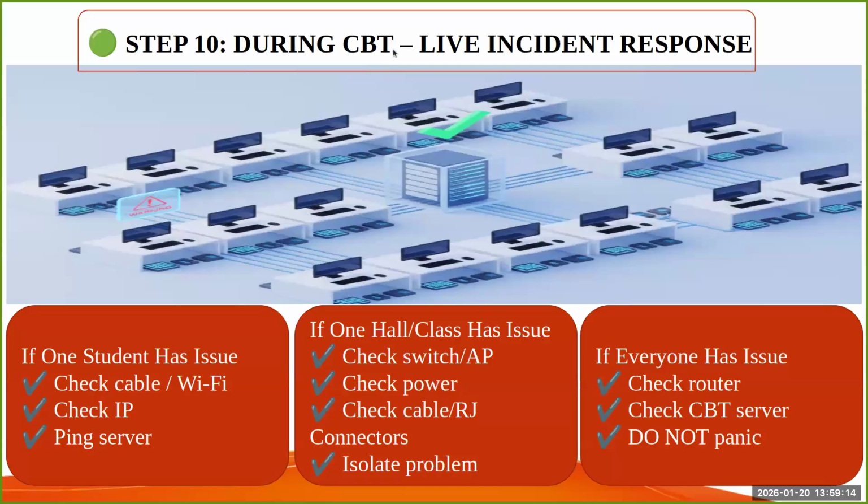Then, during CBT, when exam is going on, what are the things we need to look at? Now, if one student has an issue, or if one hall or a class has an issue, or if everyone has an issue. So the issue is segmented into three: one student, one hall, everyone. If it is one student that is having an issue, that means beautiful, every other person is connected. Others are able to connect. So you check, is it the cable or is it the Wi-Fi interface of the student?